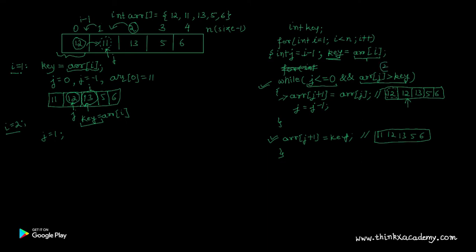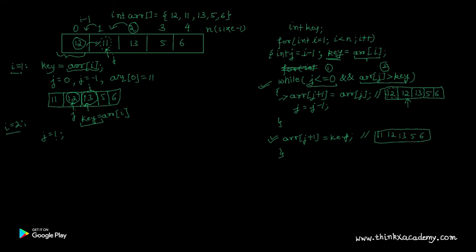So this is the second step and this is the first step. And remember that the value of j can never be less than 0. So since j equals 1, we will compare this one. The value of key is 13, and you can see that it is not less than 12. So this while loop will not run because this condition evaluates to false. So we will come out of the loop.